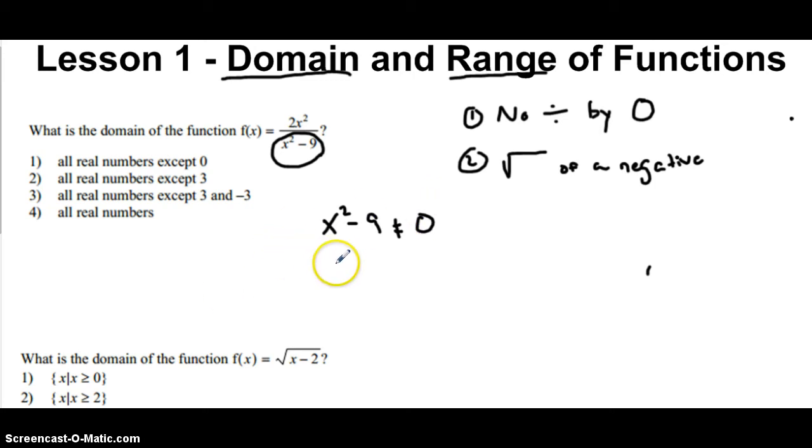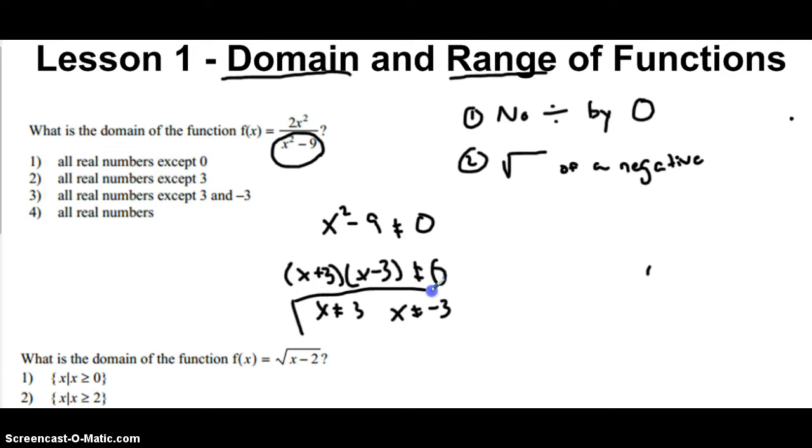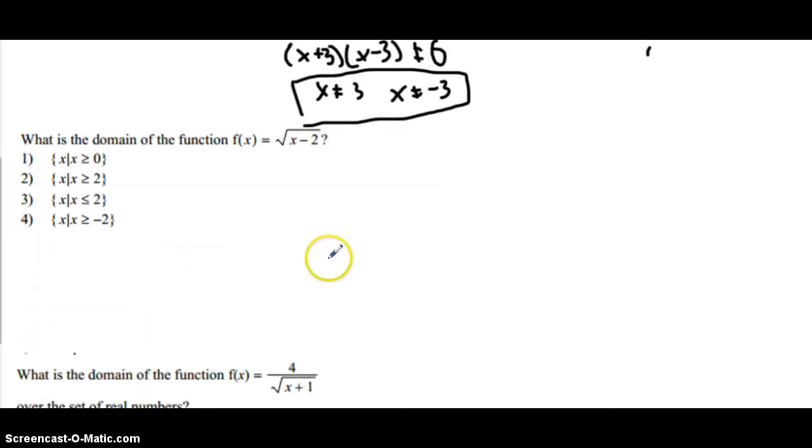So I solve this. Well, this is difference of squares. So this is x plus 3 and x minus 3 cannot be equal to 0. And that tells me what? That x cannot be equal to 3 and x cannot be equal to negative 3. So all other numbers, all real numbers are in the domain except for 3 and negative 3, because if I plug those in here, I'd be dividing by 0. Right? Imagine plugging in 3. 3 squared is 9, minus 9 is 0. Everything's screwed up.